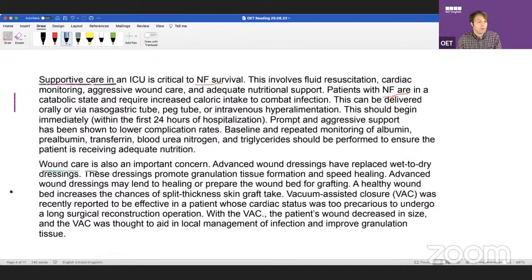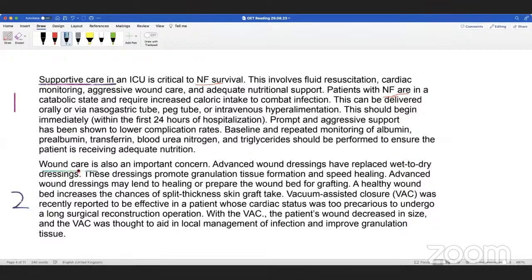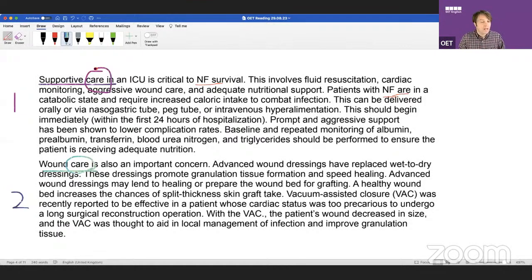Look, one and two. So, supportive care in the ICU, sentence one. Sentence two, wound care. What's the main idea, guys? Management, maybe management, or maybe care. Management of care. I would say management is okay as well. Care and management are kind of the same thing. I think the main idea here is care, and we get the main idea from reading the first sentence of each paragraph.